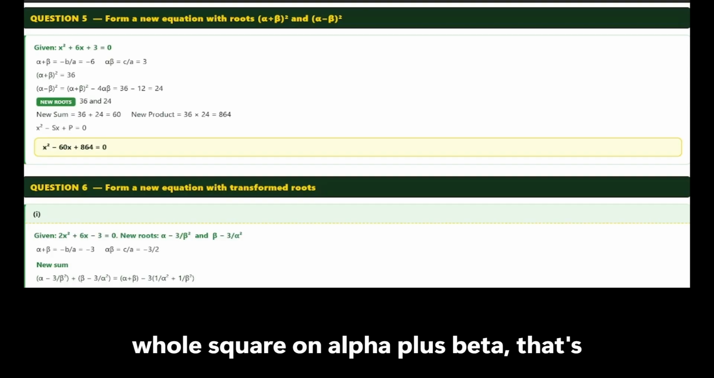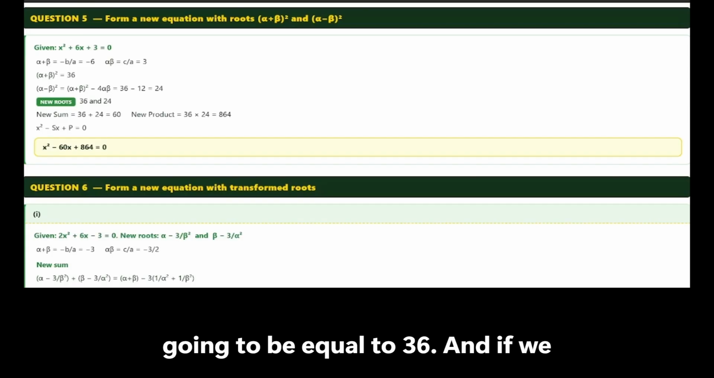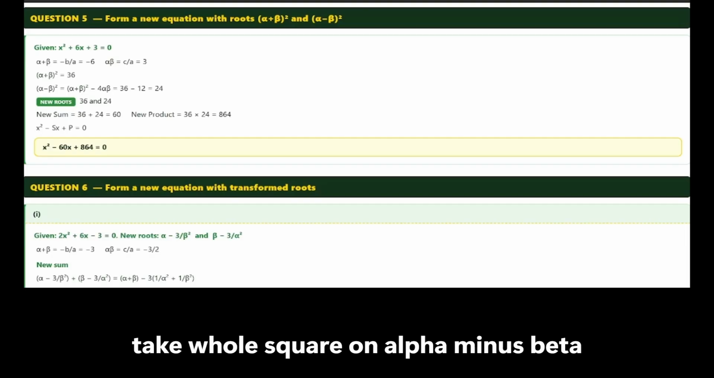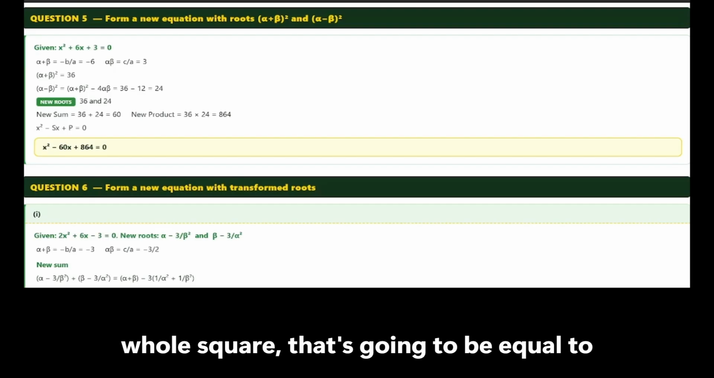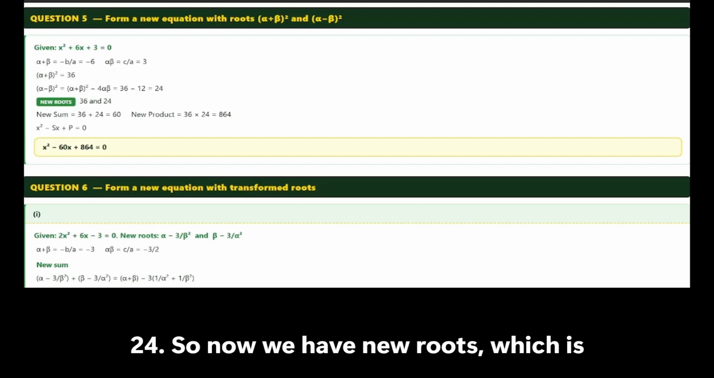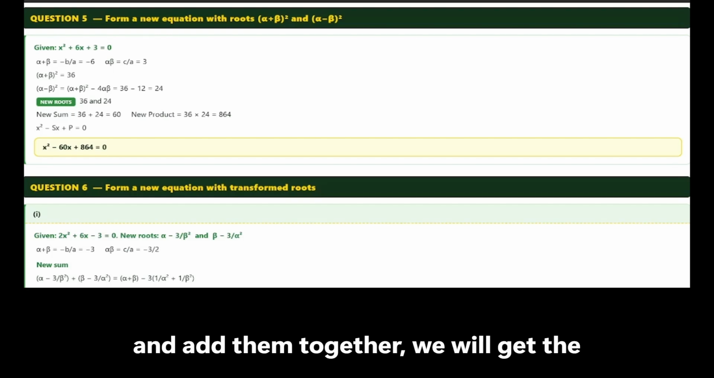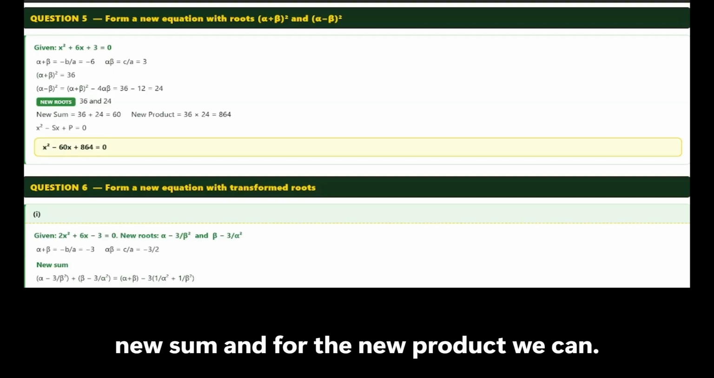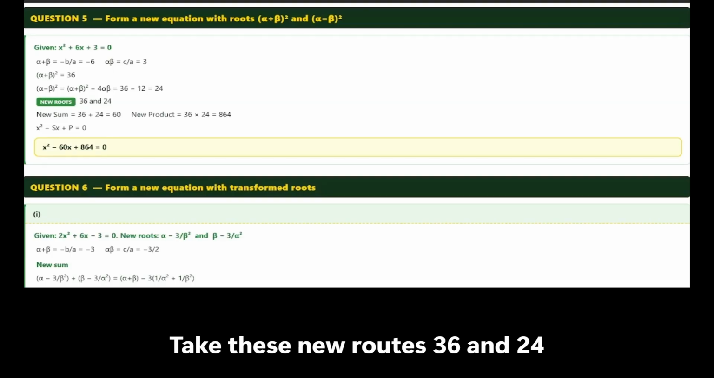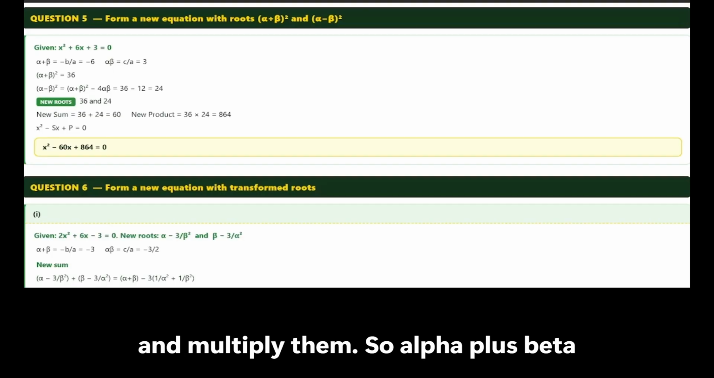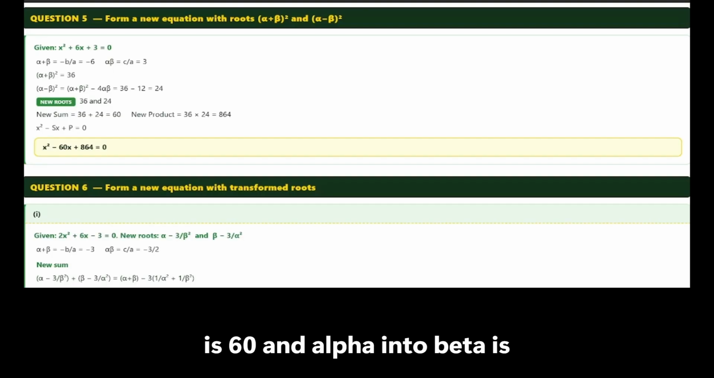If we take whole square on alpha plus beta, that's going to be equal to 36. And if we take whole square on alpha minus beta, that's going to be equal to 24. So now we have new roots, which are 36 and 24. We add them together, and we will get the new sum. And for the new product, we can take these new roots 36 and 24 and multiply them. So the new sum is 60 and the new product is 864.